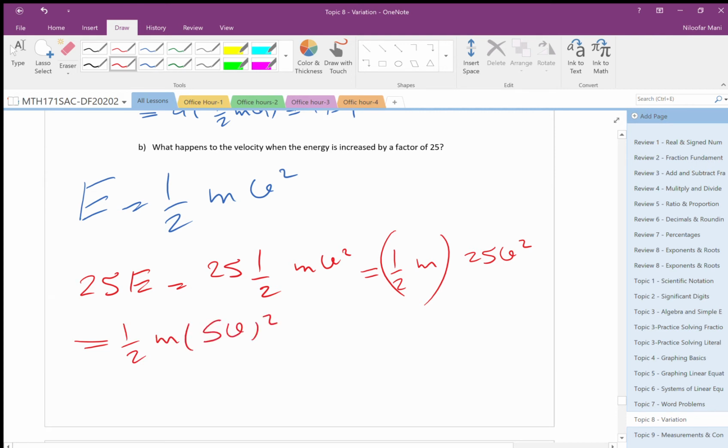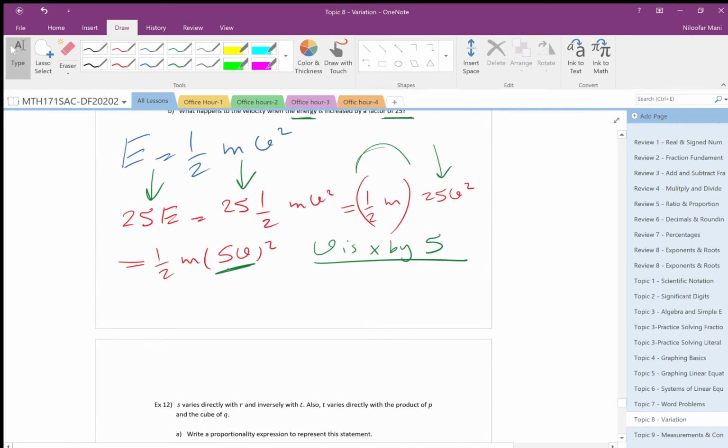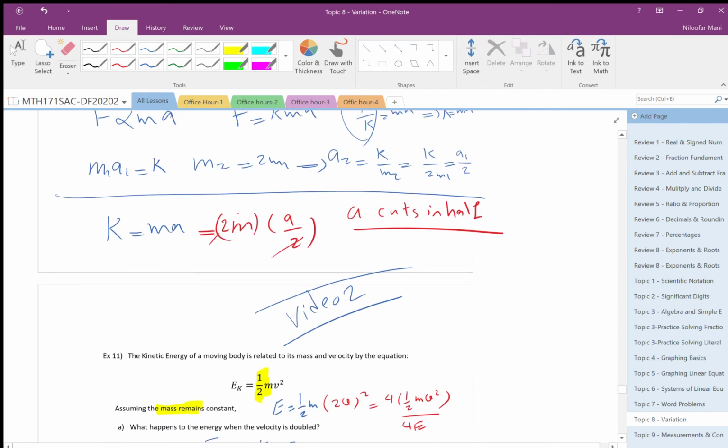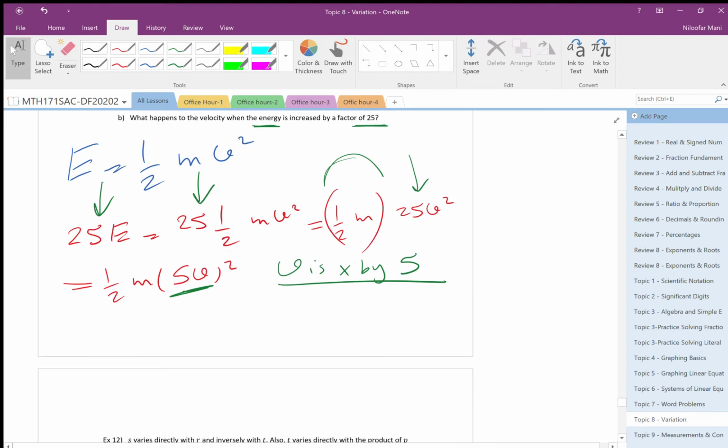So if energy is multiplied by 25, I have to multiply both sides. This one doesn't change, so I put 25 here, and then I can say V is multiplied by 5. If you want to show it mathematically, you can. This is just the ordinary way. And see how big I write, I don't have a space here.